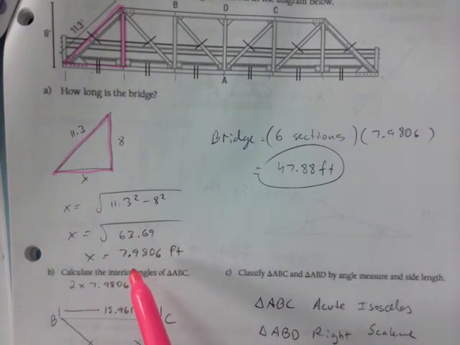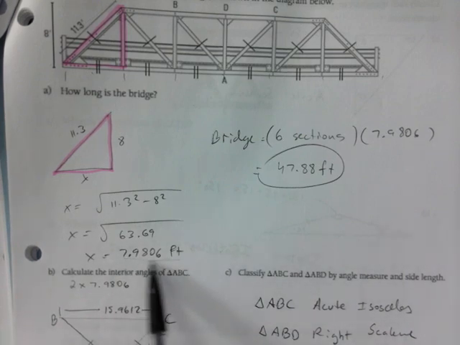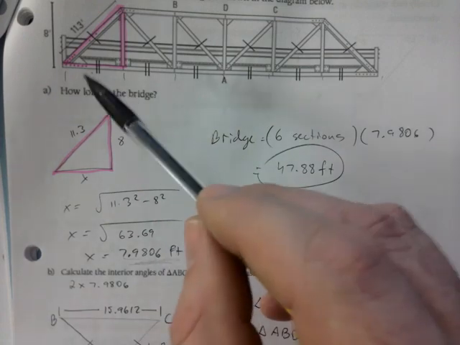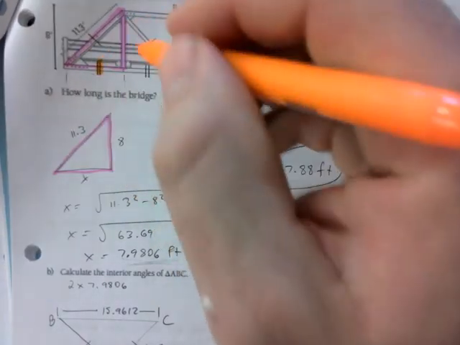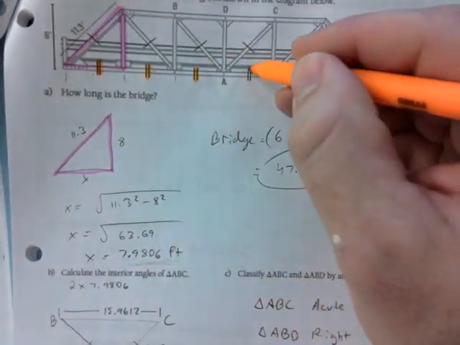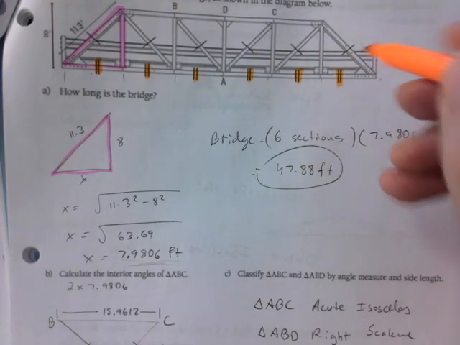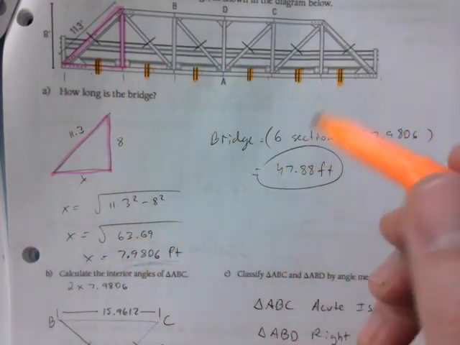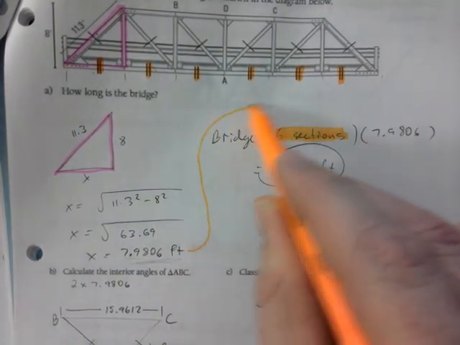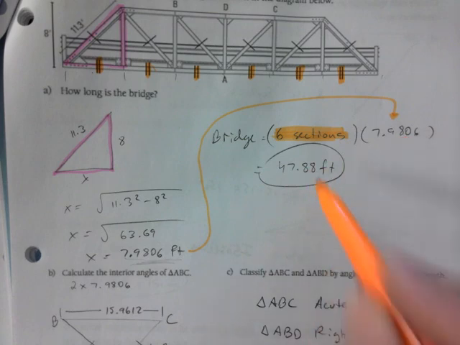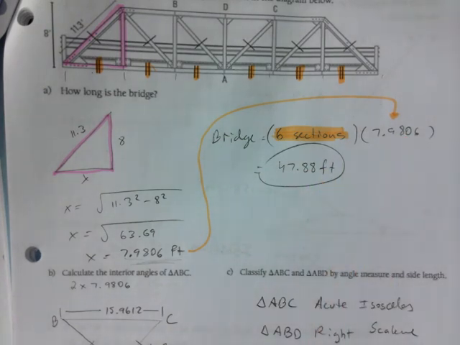So we find out that, and the reason why I used 4 decimals is just because I'm going to use that still in my work. And I realize if you look at the bottom here, this section is the same as this one, right? Because there's 1, 2, 3, 4, 5, 6. So 6 sections of that. So I take this and just multiply it, giving me the total length of 47.88. Okay.